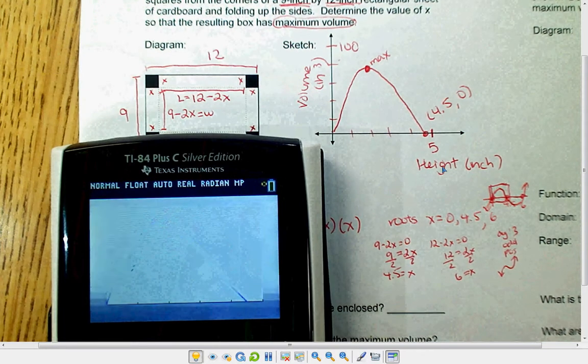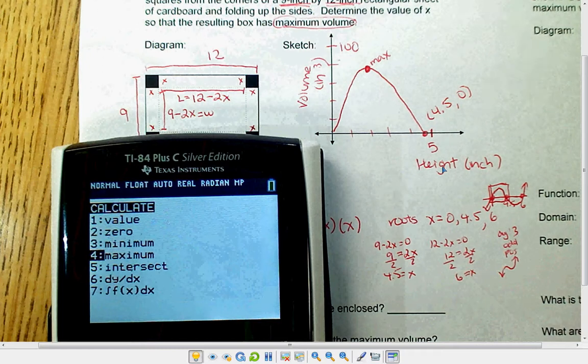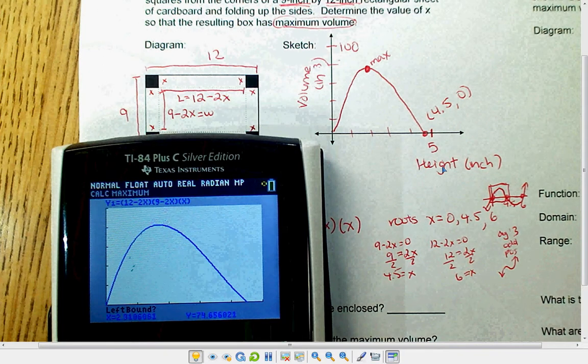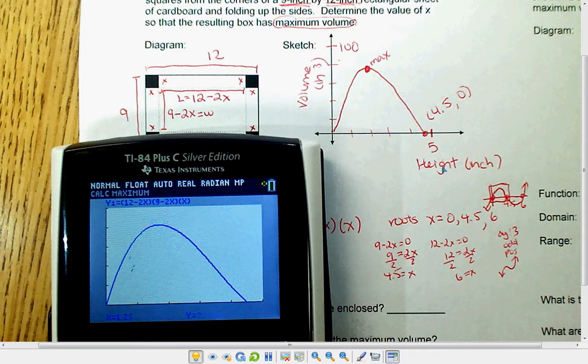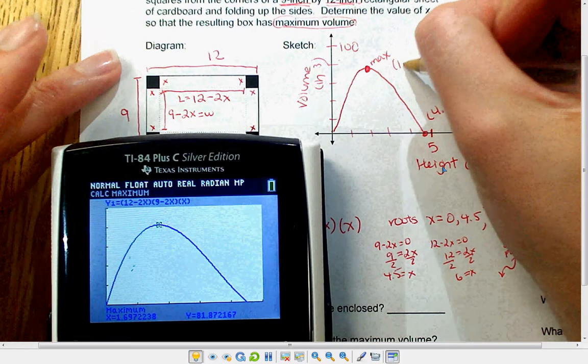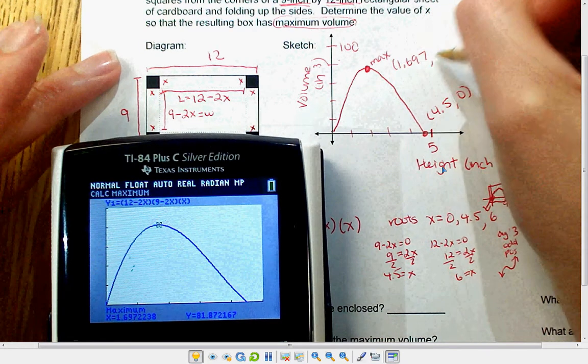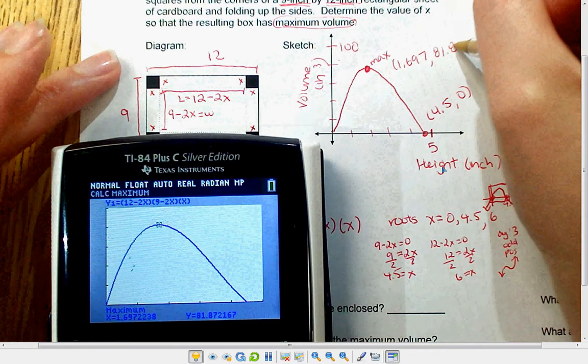So second calc, maximum, which is number 4. And we just want to make sure we're on the left side of the maximum. Press enter. Make sure you're on the right side of the maximum. So if you're not absolutely sure, go a little bit farther than you feel like you need to. Press enter again. And we should have a maximum of 1.697, 81.872.